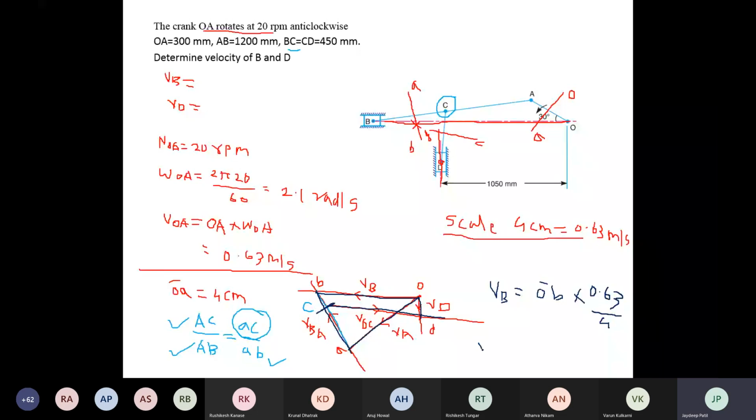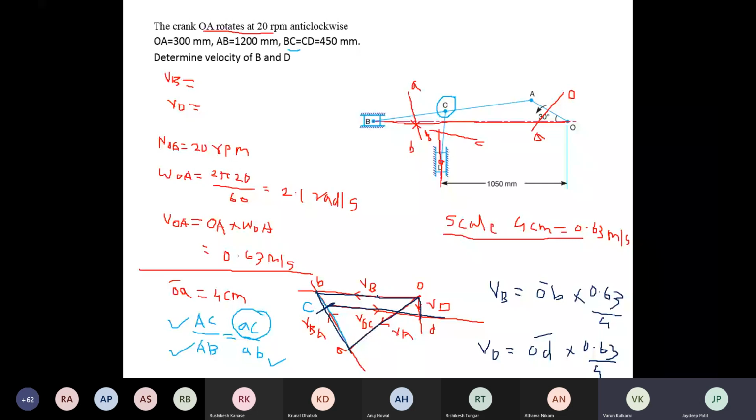Next, velocity D, you have to take the same. You have to measure the vector from the fixed point because it is absolute velocity: vector OD into scale, 0.63 divided by 4. Okay, in this way you have to draw the vector diagram using this relative velocity method, and find the velocity B and velocity D. Got it, all of you? Is there any doubt?